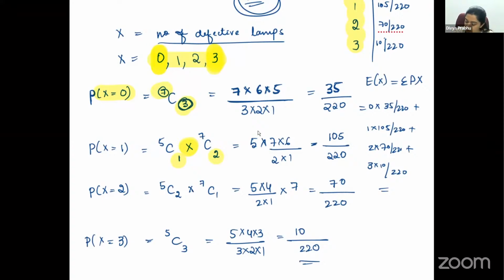275 by 220, which is 1.25. Very good, Sahana. This is the right answer. 1.25. Did everyone understand how this works?